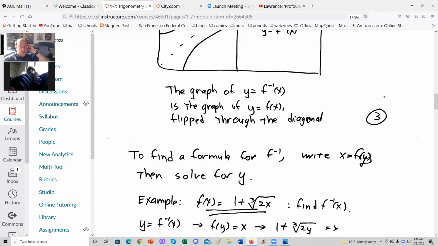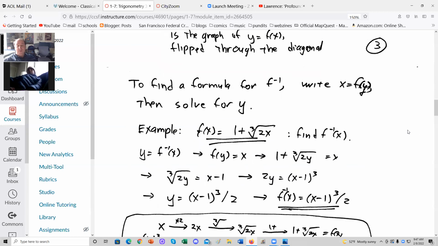The formula for the inverse of f is found by writing x equals f of y, and then solving for y. So basically, finding every inverse function is one long algebra problem. We sort of transpose f to the other side of the equation, and it becomes f inverse. For example, here f of x equals 1 plus the cube root of 2x. Find the inverse. Well, if y equals f inverse of x, then f of y equals x. So plugging in y wherever the letter x appears, you get 1 plus cube root of 2y equals x. Now the trick is to solve for y.